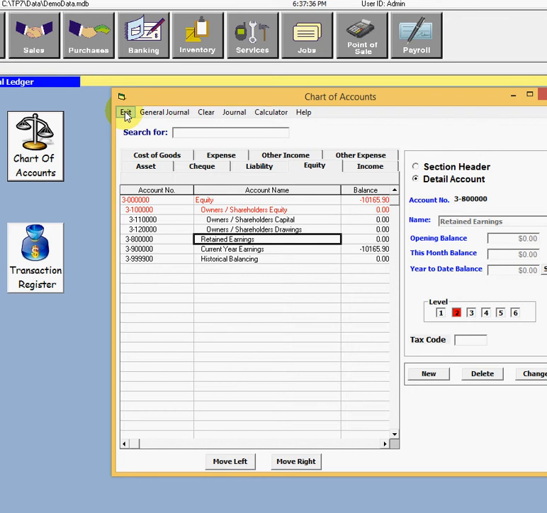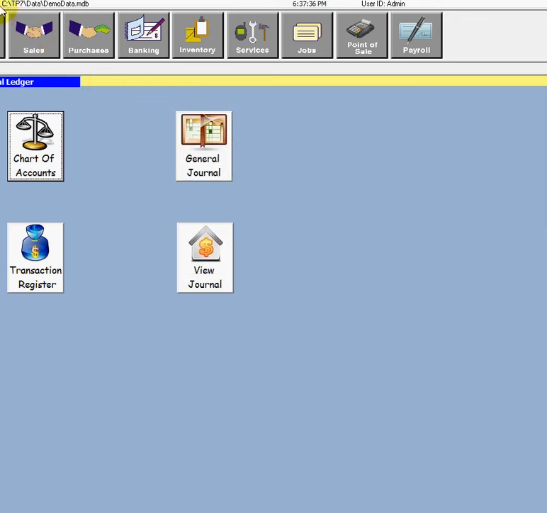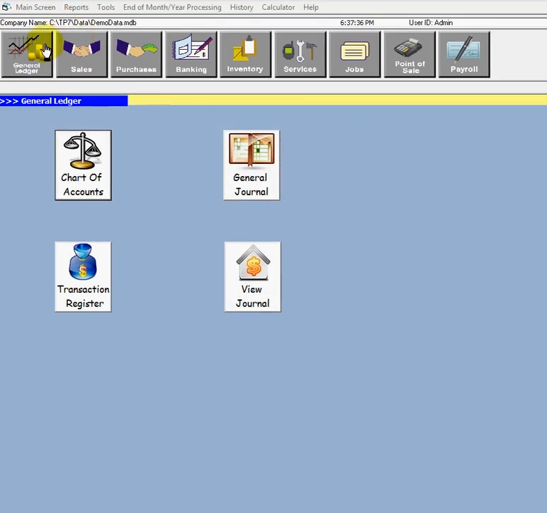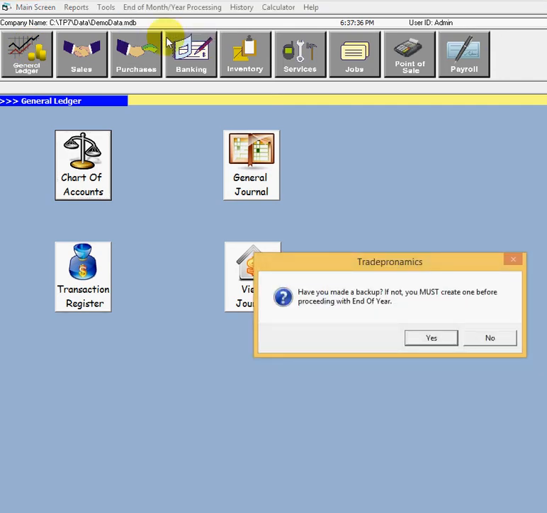Okay, so let's do the end of year processing. We'll hit general ledger, go to end of year. Make sure you back up your database. Now it's good to back up your database always, especially this time.